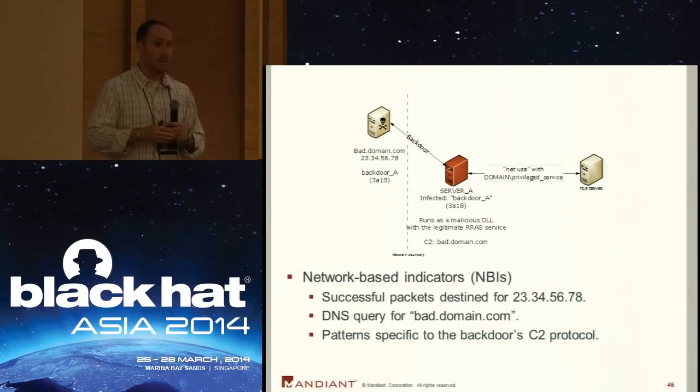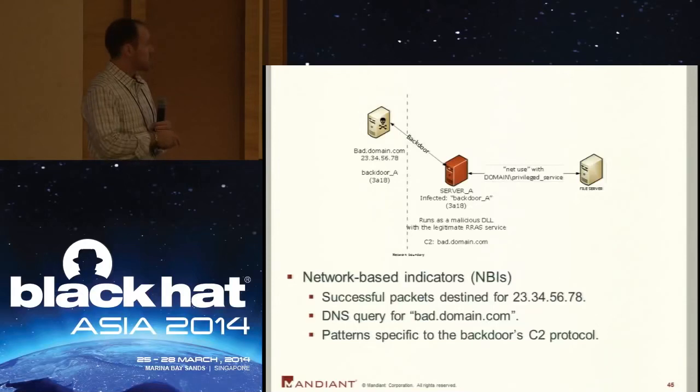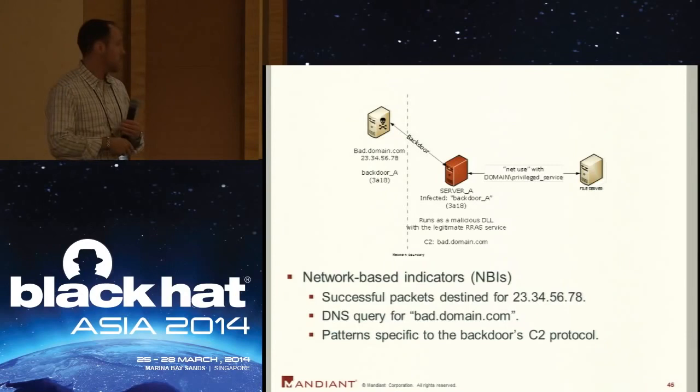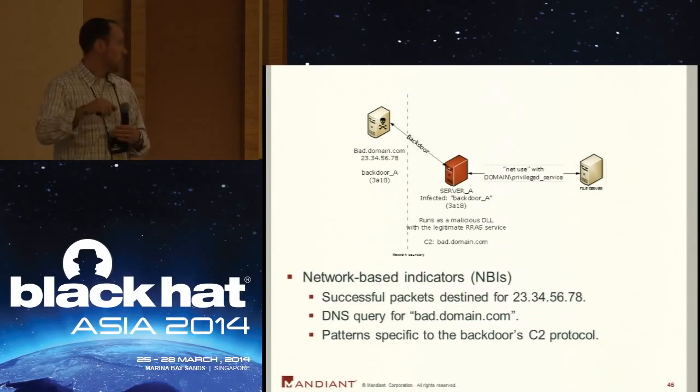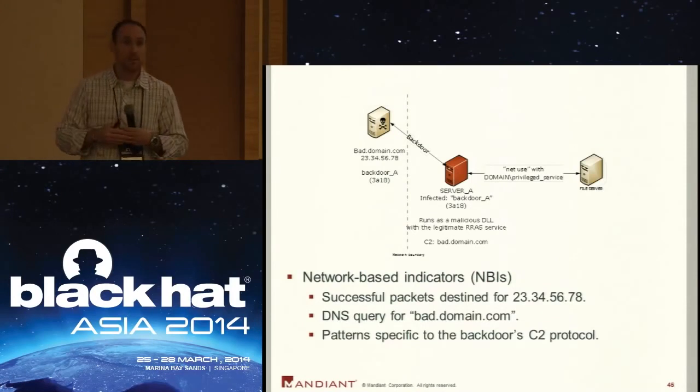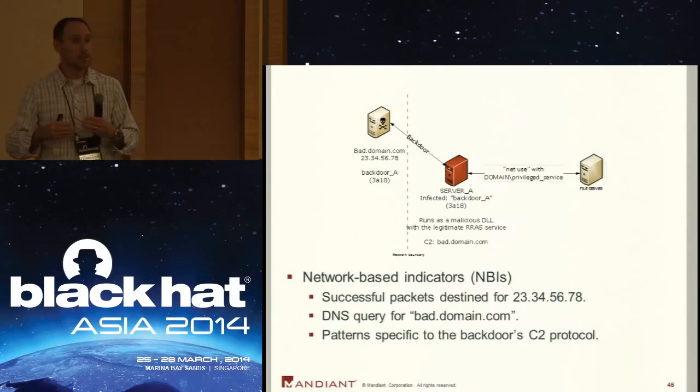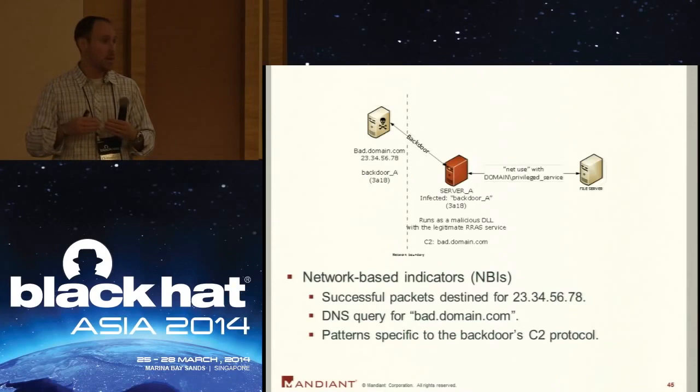It may be a hosting environment, and the attacker just happens to be renting space on a server that's got a lot of other legitimate sites. Any DNS queries or anything that you see in your web proxy for that bad domain, that's probably something you should look into. The other thing that you could look into is, if you understand how this backdoor A communicates over the network, you can look for patterns specific to that protocol. That requires some more advanced capabilities in terms of being able to understand how the malware is actually working.